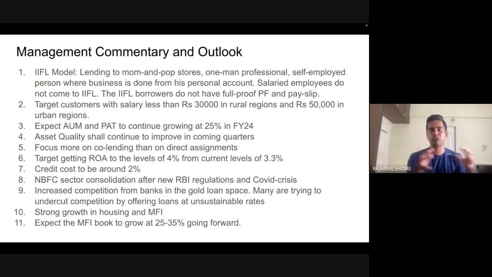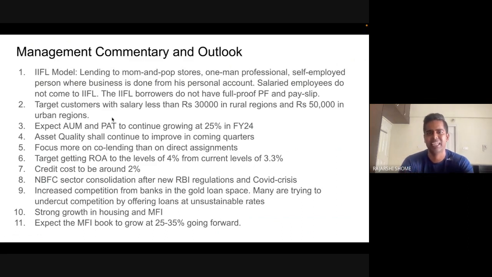So now you see how the checklist is evolving for a financial, right? So going forward, I guess you can do the same exercise for any NBFC in the world, not only in India. So they say that they can grow at 25% in FY24, both AUM and PAT. Asset quality shall continue to improve in coming quarters.